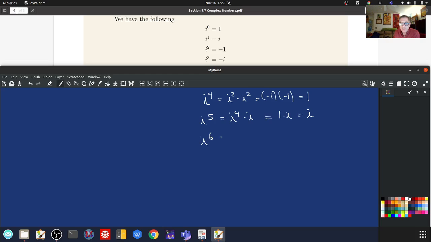i to the 6th is equal to i to the 5th times i. But I just discovered i to the 5th is equal to i. And that's times i again, which is i squared, which is minus 1. And i to the 7th is equal to i to the 6th times i, which is minus 1 times i, which is equal to minus i. Notice that the pattern repeats: 1, i, minus 1, minus i, 1, i, minus 1, minus i.